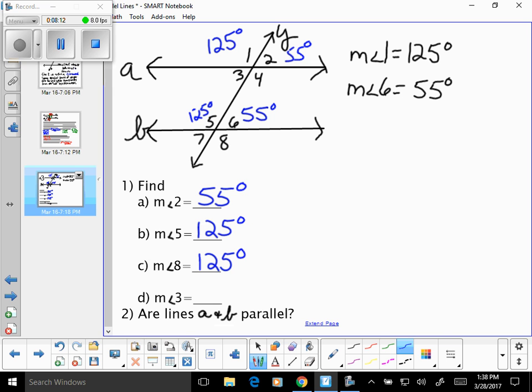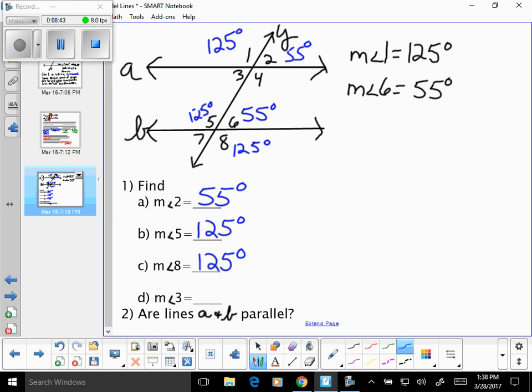But I can also look at angle 8 and say, you know what? It's supplementary to angle 6. So 180 minus 55 has to give me 125. Now, what do I note? I note that this is 125. And what do I know? I now know that angle 1 and angle 8 are alternate exterior angles, and guess what? They're congruent. So that's got to make lines A and B parallel.